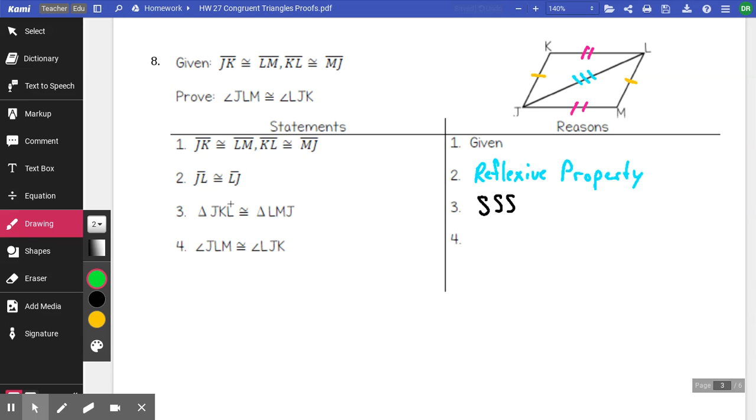Angle JLM would be angle L in our first triangle. Angle LJK is angle J in our second triangle, and you might notice that our congruence statement says those two angles should be congruent to each other. And so when we know that two triangles are congruent, all pairs of angles and all pairs of sides should be congruent. And that's what the five letters CPCTC tells us.